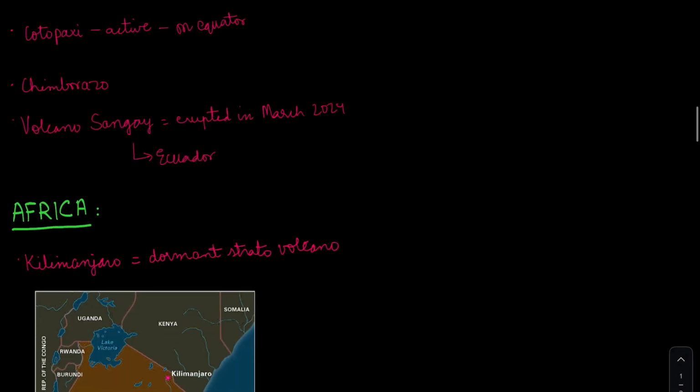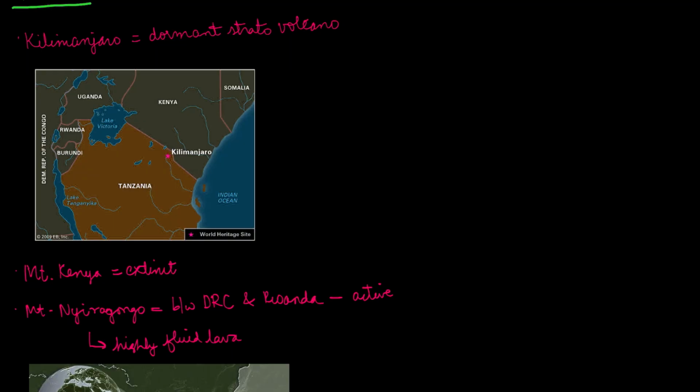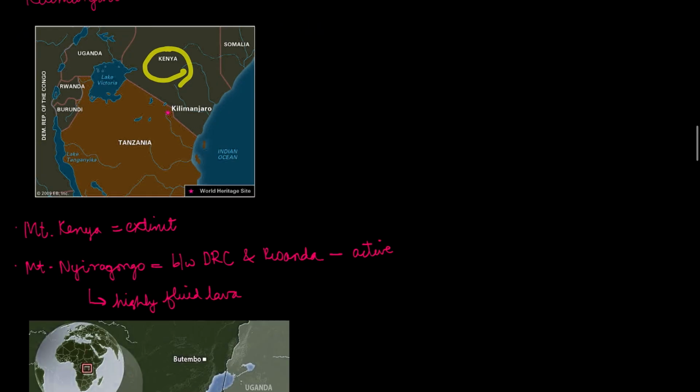So, moving to Africa. Africa houses Mount Kilimanjaro. You might have read about it or come across it. It is a dormant stratovolcano in Tanzania, and it is near the coast of the Indian Ocean. The country of Kenya is also nearby. Mount Kenya is also a volcano, but it is extinct. Then Mount Nyiragongo.